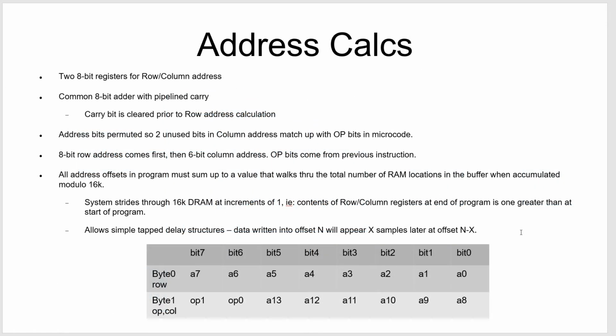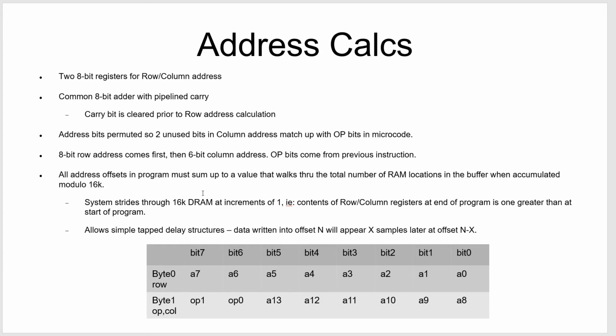So again, here's a little bit more about the address calculation. This chart down here shows how the addresses are stored in the opcode. First fetch are the lower 8 bits. We call that the row. The next fetch are the upper bits plus the 2 bits to decode the opcode.